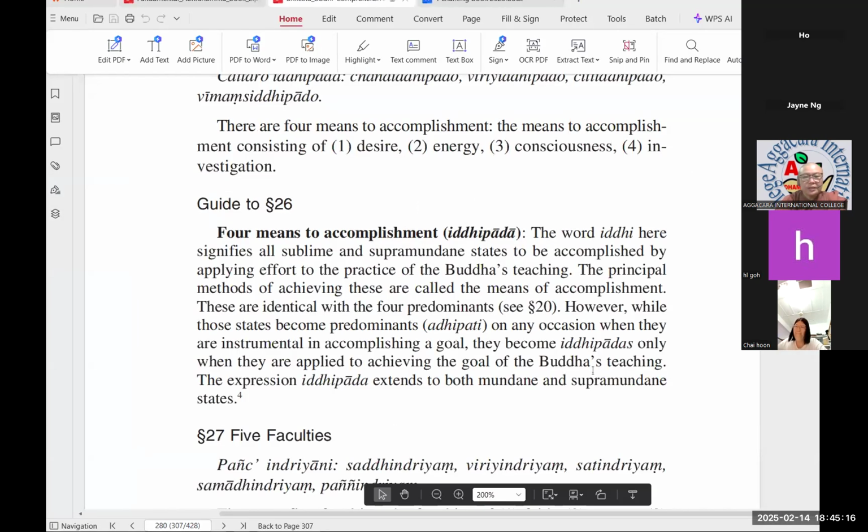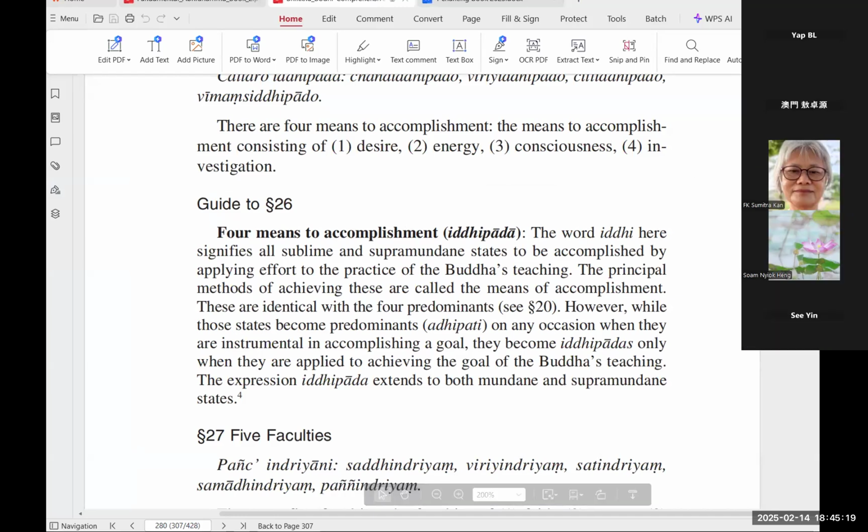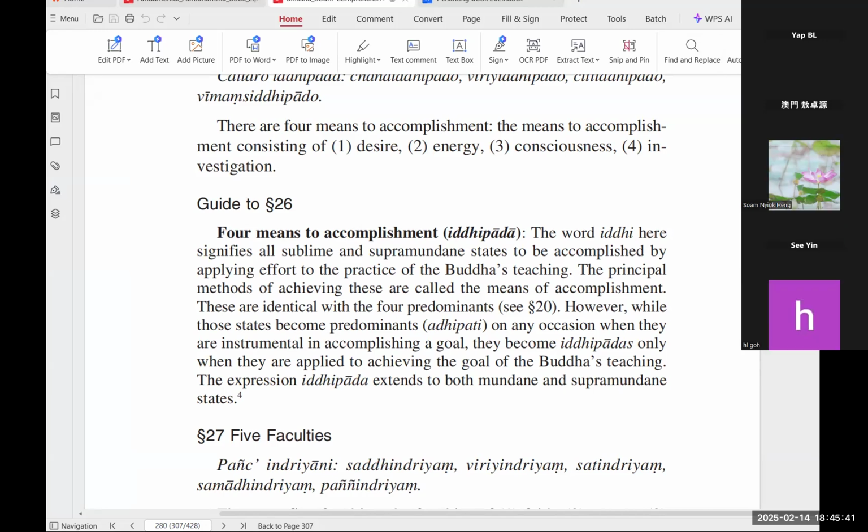Right. Let's read about this iddhipada. Sister Sumitra, I can read this one. There are four means to accomplishment, consisting of: firstly, desire; secondly, energy; thirdly, consciousness; the fourth one, investigation. Four means to accomplishment, iddhipada.